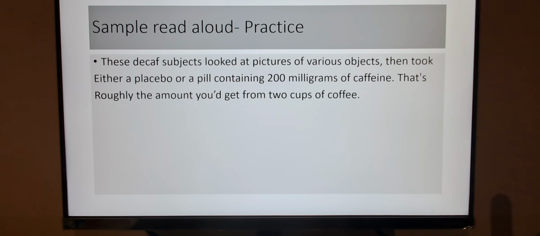First I will try to read it and try to identify the words where I think I require extra stress, or where I think there's a high probability of me losing marks. For example, these decay subjects. Now you see, this is a word which is ending with letter S. So if I say subject, I may lose marks. So I need to keep in mind that when I'm reading this word, I have to stress on S. Looked. See, looked. Another word, pictures, various objects. Then there is a comma, so I need to pause a little bit.